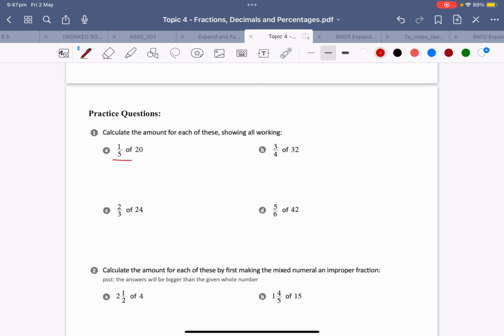So as an example, 1/5 of 20 is the same as 1/5 times 20 on 1, which is the same as 20 on 5. Or another way to think about it is 1/5 of 20 is just 20 divided by 5. Okay? And then 20 over 5 is 4.